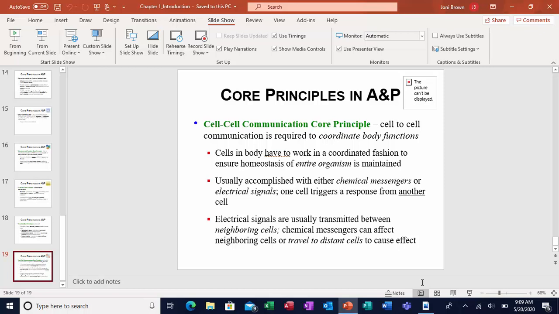So to help maintain homeostasis, which is the goal of anatomy and physiology, we have four principles. We have the feedback loops, we have structure and function, we have gradients, and cell-to-cell communication.